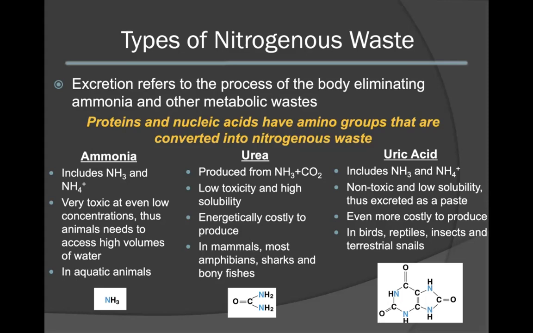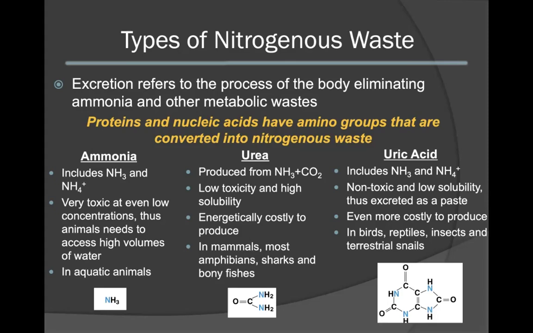Urea, on the other hand, is produced from NH3 and carbon dioxide, CO2. Urea has a lower toxicity value and is also considered to be highly soluble. However, it is energetically costly to produce. Mammals, most amphibians, sharks, and bony fishes will produce urea as their metabolic waste product.